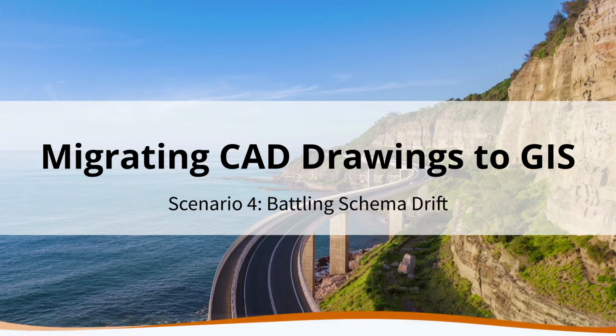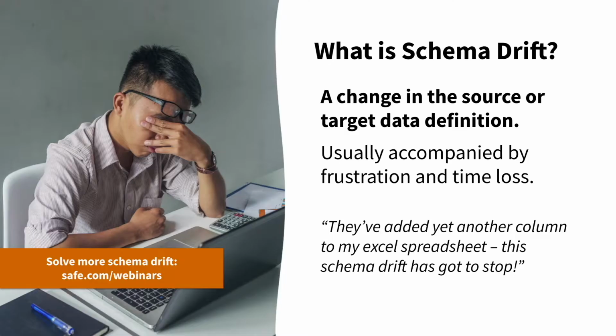Now we're going to take a brief detour into two battles with what we're calling schema drift within CAD drawings, and probably schema is a bit generous here. Schema drift in general refers to the issue that happens when there's a change in the source or target data definition, and then people have to manually deal with the mess.